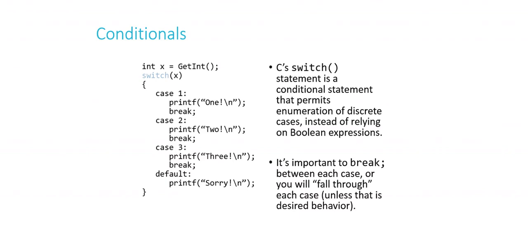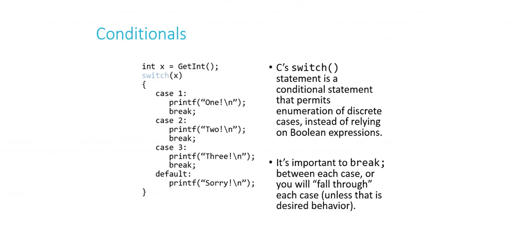So I say int x equals getInt, and if you're not familiar yet, getInt is a function that is also included in the CS50 library. So if you #include cs50.h, you'll have access to getInt and all of its cousins, getFloat, getString, and so on. Basically one get function for every data type that we've already discussed. So int x equals getInt.